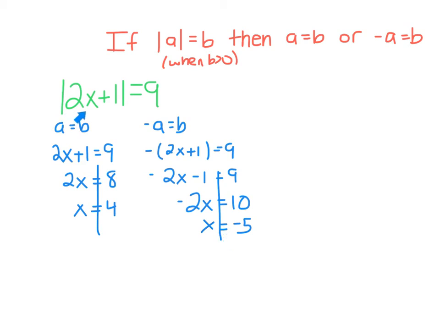And we have to check both, which we already did on the previous slide, so we know that both of these are solutions. X equals 4 or negative 5. And in this kind of problem, we would have to write both solutions.